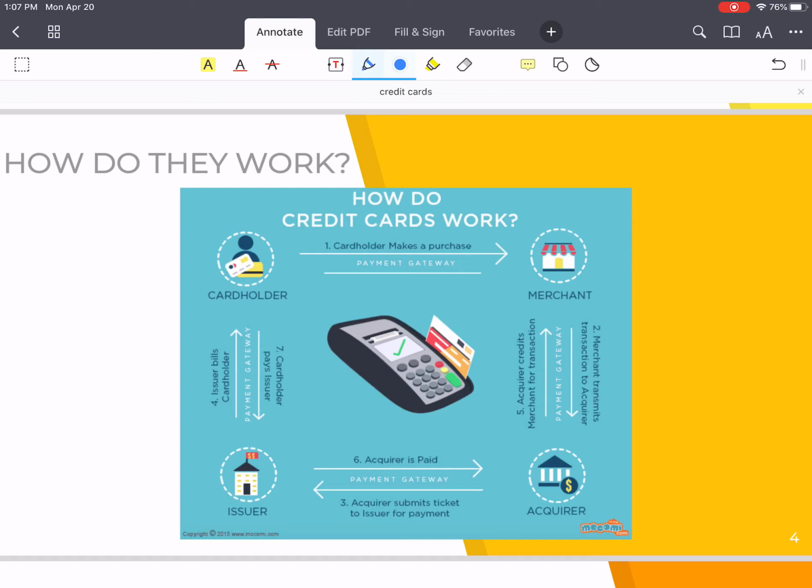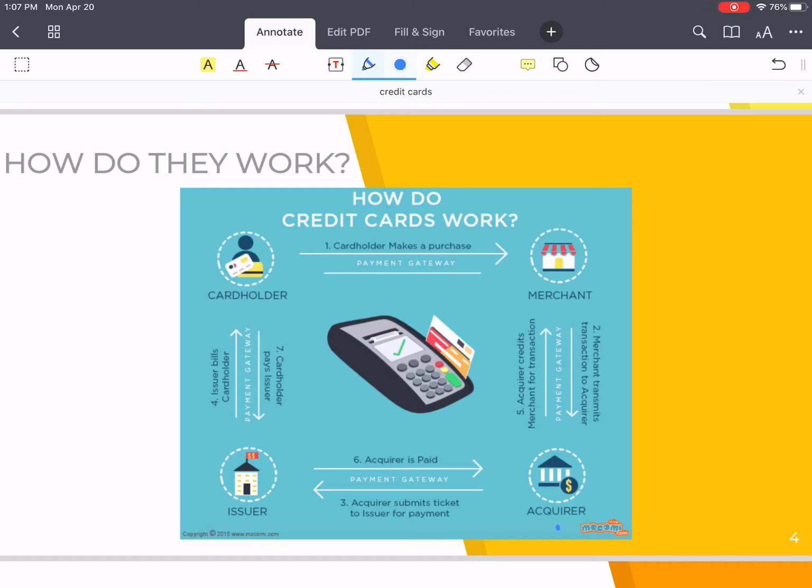Okay? So after they contact the acquirer, like, hey, this person with this bank made this purchase, the acquirer then communicates to the issuer. So the issuer is the bank that you have the card with.